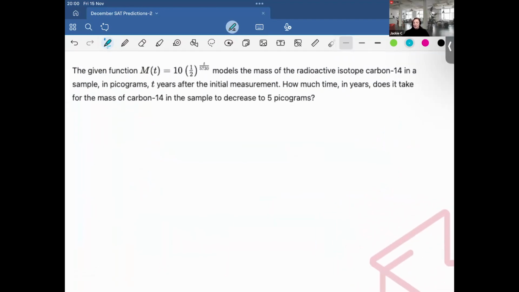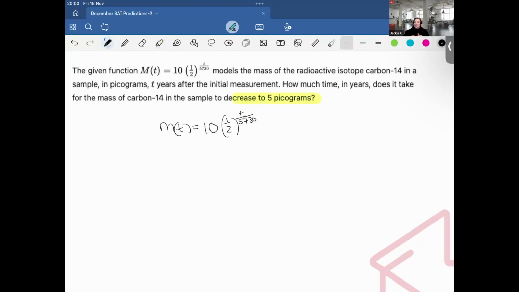So this one, the given function m of t is equal to 10 times 1/2 raised to the t over 5730, and if you can't see that well, zoom in. It models the mass of the radioactive isotope carbon-14 in a sample in picograms, t years after the initial measurement. How much time in years does it take for the mass of carbon to decrease to 5 picograms?